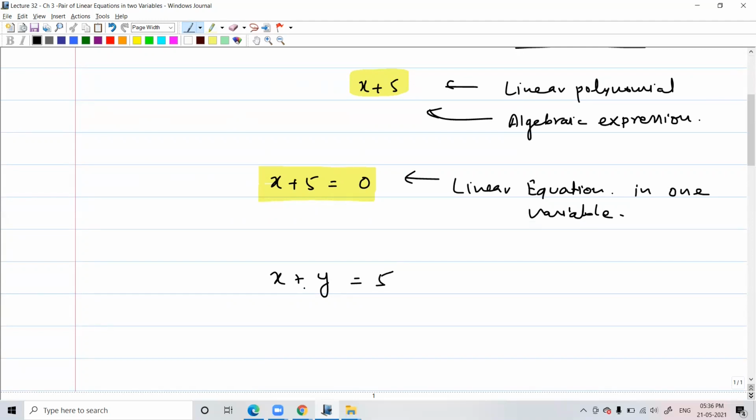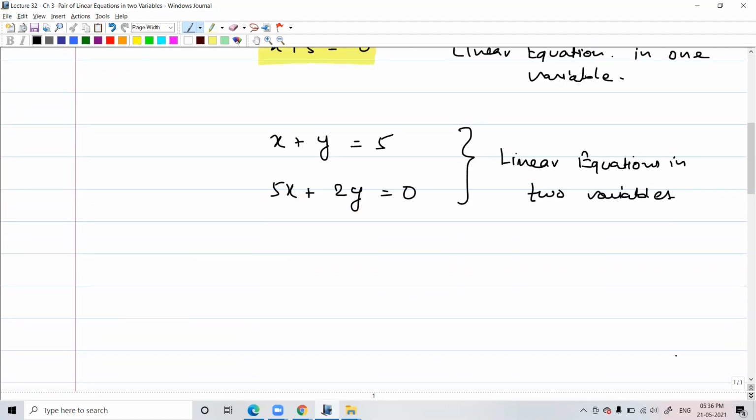Sir, 5x plus 2y is equal to 0. Okay, excellent. So these are examples of linear equations in 2 variables.